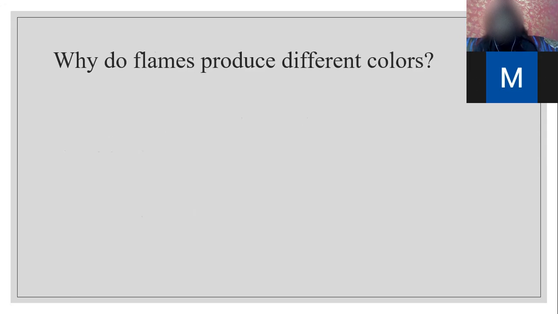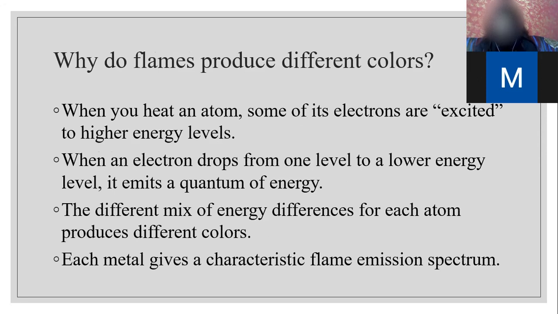Next, why do flames produce different colors? It is a main question that arises in our mind. The chemistry behind this is that when you heat an atom, some of its electrons are excited to high energy levels. It is known, I have told you earlier. When an electron drops from one level to a lower energy level, it emits a quantum of energy. Whenever we give energy to an atom, its electrons jump from the ground state to the high energy level. In this way, we provide them energy.